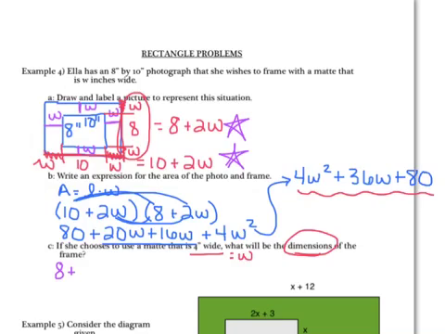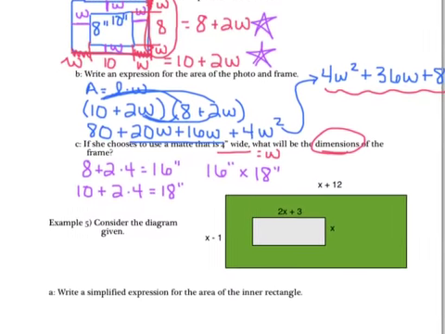So 8 plus 2W would really be 8 plus 2 times 4, which is 16 inches. Okay. And then 10 plus 2W would be 10 plus 2 times 4, which is 18 inches. Okay, so the dimensions of the frame would be 16 by 18. Okay, so that's one of the types of problems you're going to see and have to apply this method to as we move through this section in this chapter.